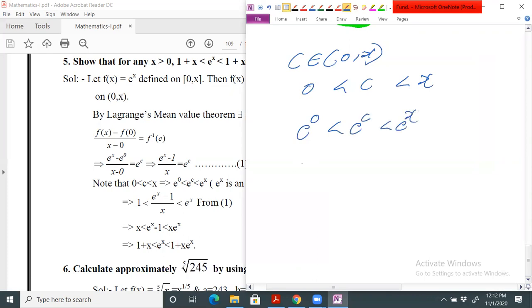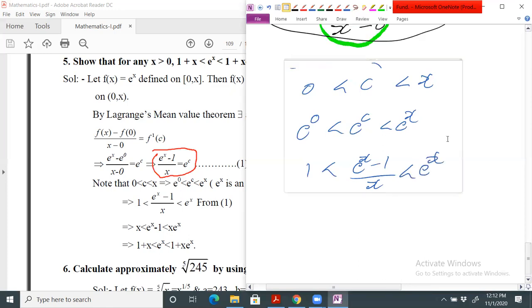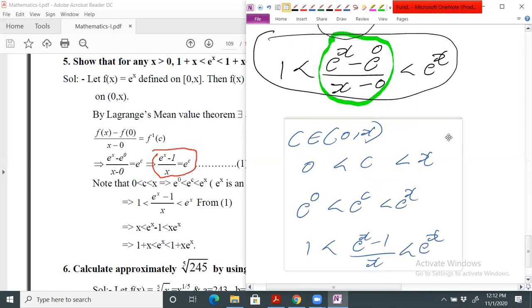But what is e power c? We discussed it here: e power x minus 1 by x. Now we get 1 is less than, in place of e power c we can write, e power x minus 1 by x, is less than e power x. Check our previous step, this one only we got.